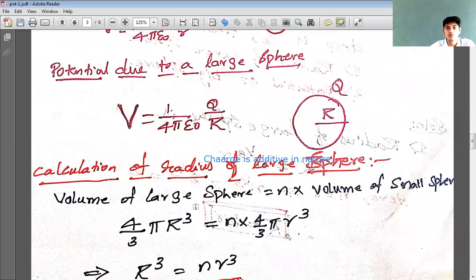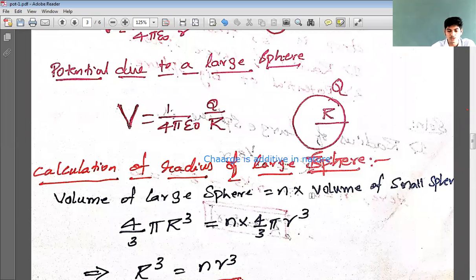You know that the volume of a sphere, large or small, is the same formula. Volume of a sphere is 4 by 3 pi r cube. Area is 4 pi r square. Don't get confused. Area is 4 pi r square, volume is 4 by 3 pi r cube. Volume of the large sphere is 4 by 3 pi, and the large sphere radius is capital R. So volume of the large sphere is 4 by 3 pi capital R cube.